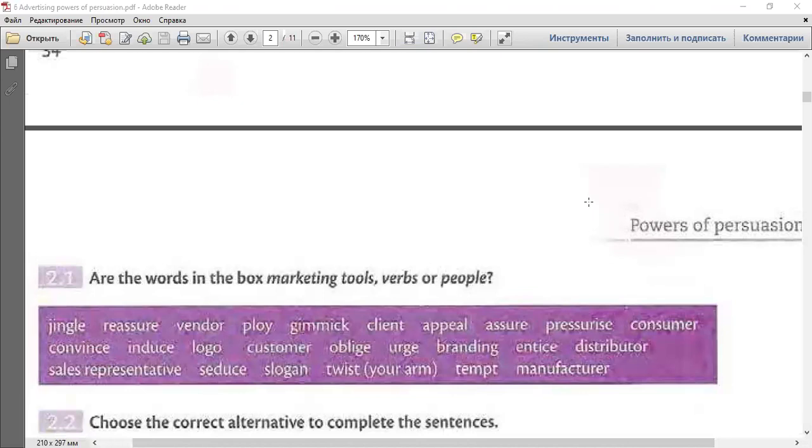Okay, so the marketing tools, that's jingle, ploy, gimmick, logo, branding, and slogan. Okay, that's right. Once again, so it's jingle, ploy, gimmick, logo, branding, and slogan. Now, could you please type the verbs? So first, there were marketing tools. We've done them. Now, please type the verbs.